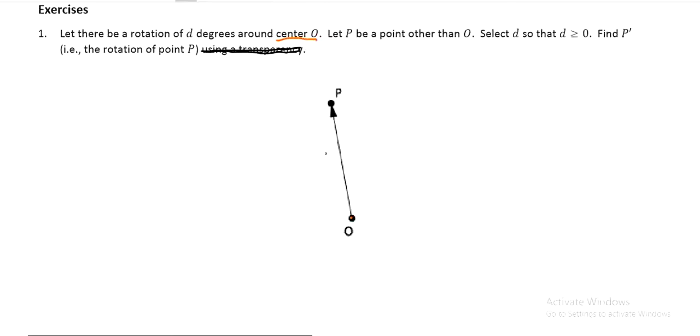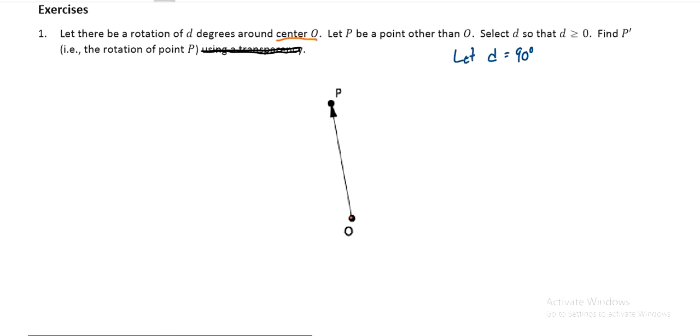We also need a degree measurement to rotate. They didn't give us a specific number. They gave us d, which is a variable, and they just said that d has to be greater than or equal to 0. Let's let d equal 90 degrees. We had to pick some degree measure that was greater than or equal to 0, so 90 fits the bill. So we're going to rotate this point P 90 degrees around O.